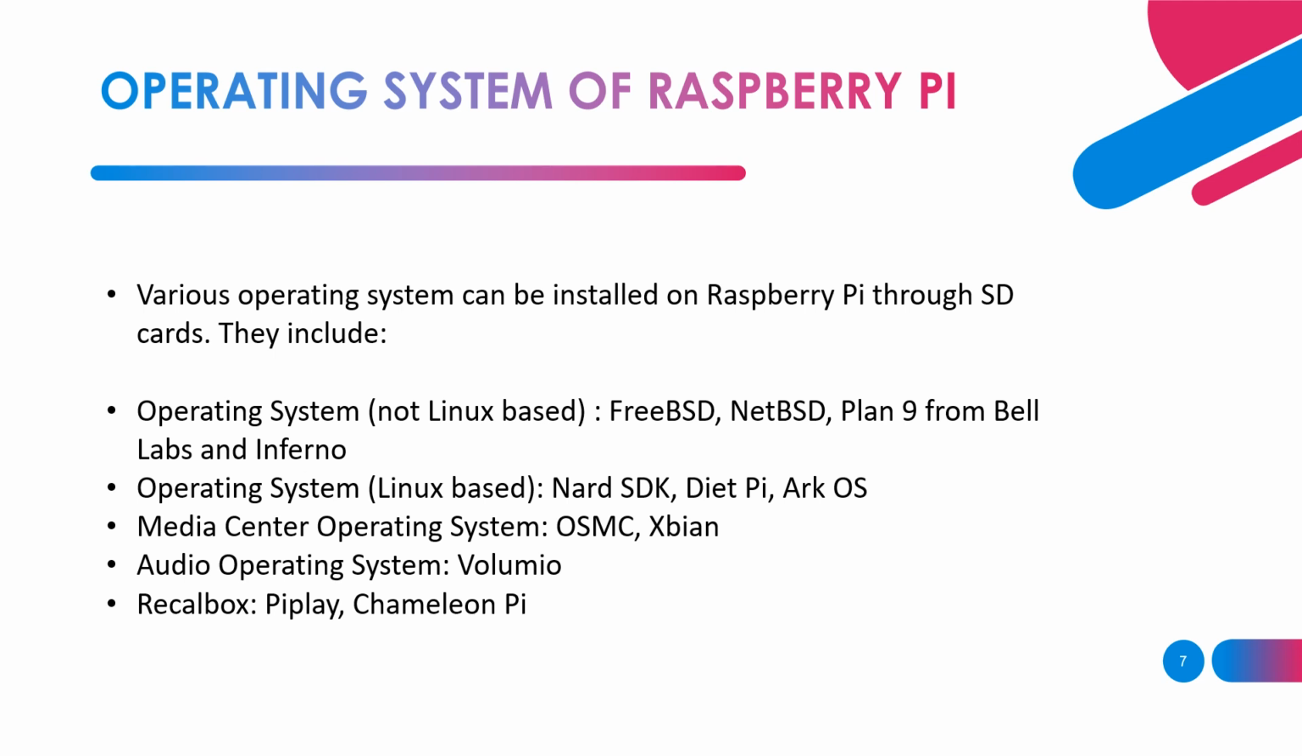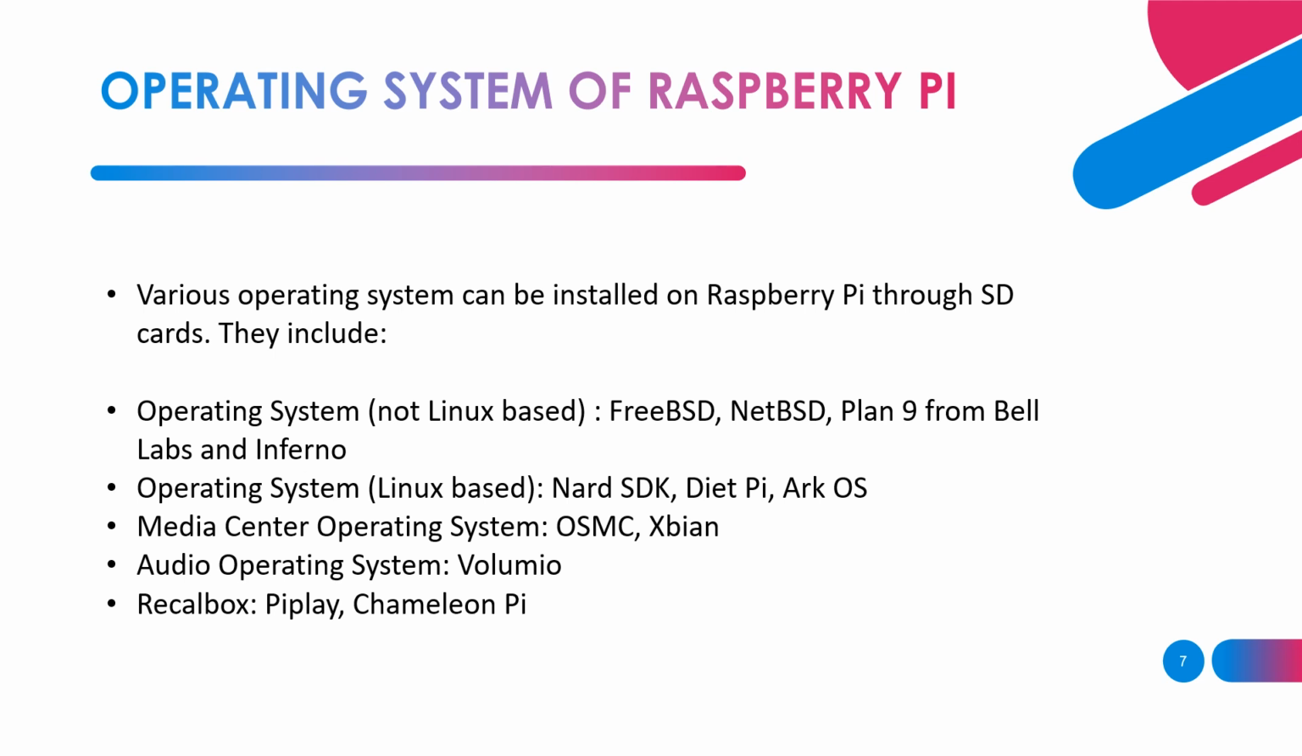Operating system of Raspberry Pi. Various operating systems can be installed on Raspberry Pi through SD cards. Operating system not Linux based, operating system Linux based, media center operating system, audio operating system, Recalbox.